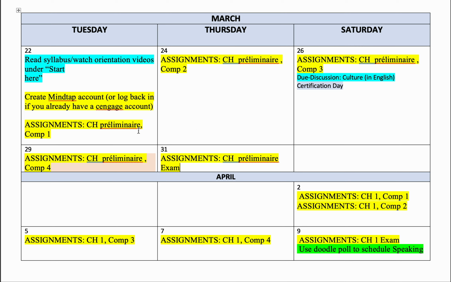So look at March. Competence 1 for chapitre préliminaire. Competence 2, that's Thursday. Competence 3, that's Saturday. And preliminary chapter competence 4, that's Tuesday, March 29th. And then on March 31st, you will have your first exam. All of this is happening on MindTap. And then you have this blue assignment in English, which is your first culture discussion.